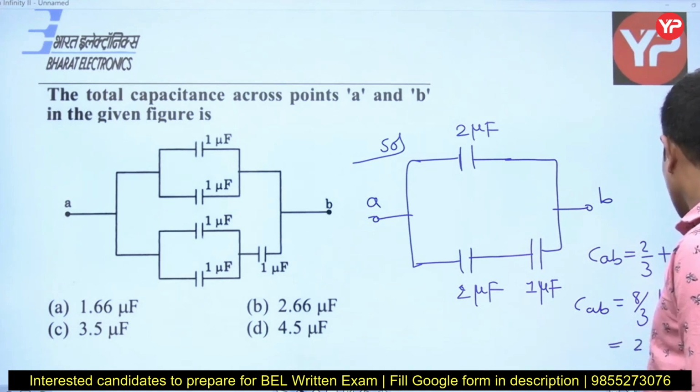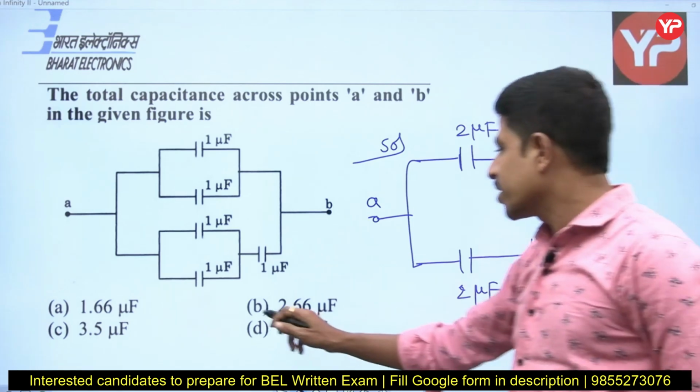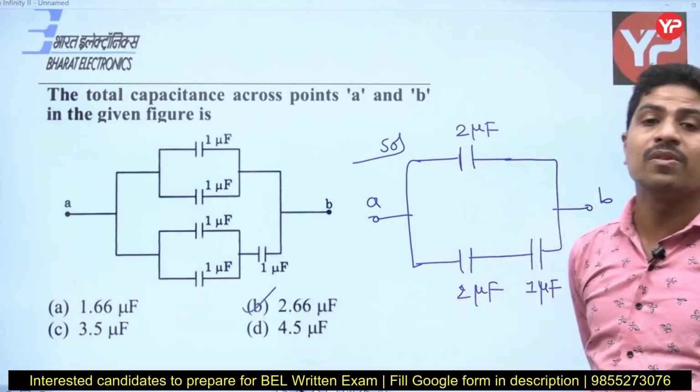So 3 twos are 6, gone. 2 is left. 2.66 microfarads. Answer is 2.66 microfarads. Option is B, B for Bombay.